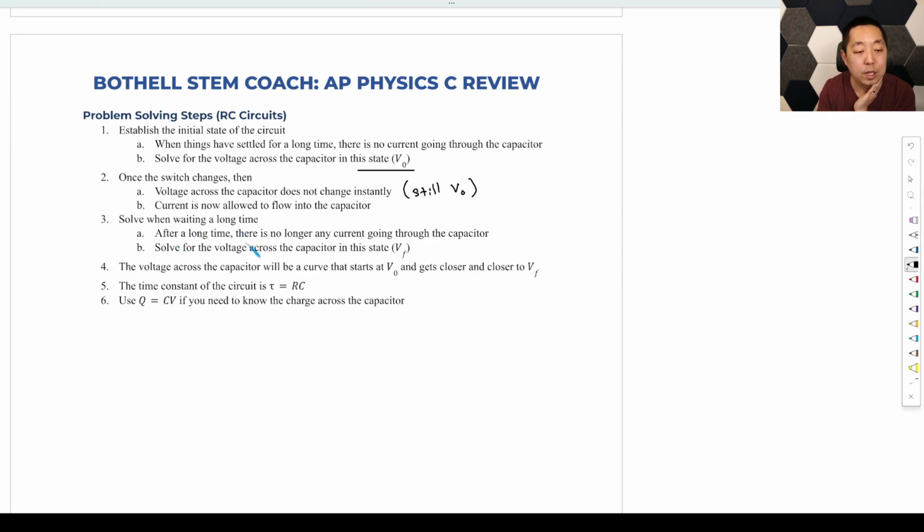Now you solve when waiting a long time. After a long time, there's no longer any current going through the capacitor. The current through the capacitor is 0. That doesn't mean there's no current in the circuit. It just means through the capacitor specifically, there's no current. And you solve for the voltage across the capacitor, VF.